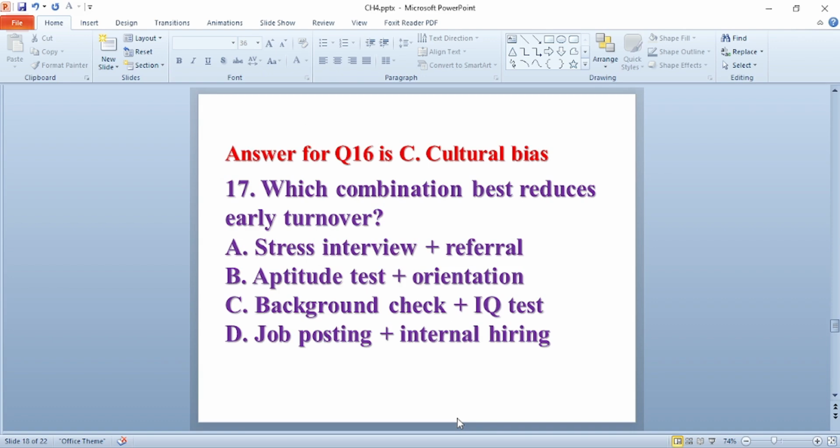Question number 17. Which combination best reduces early turnover? A. Stress interview plus referral. B. Aptitude test plus orientation. C. Background check plus IQ test. D. Job posting plus internal hiring. The answer for this question is B. Aptitude test plus orientation.